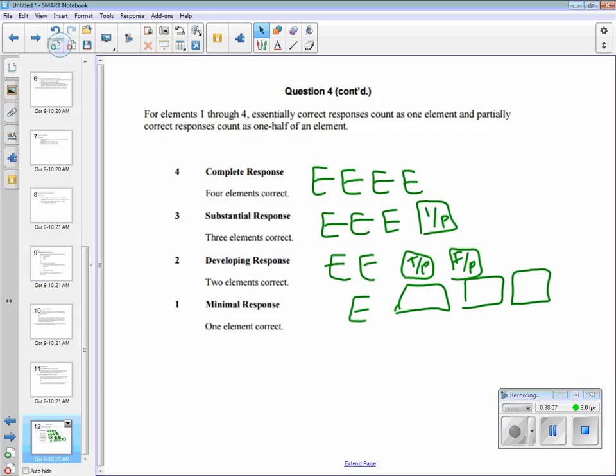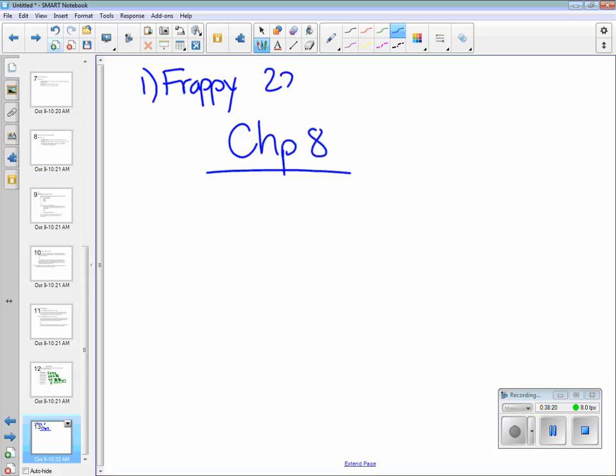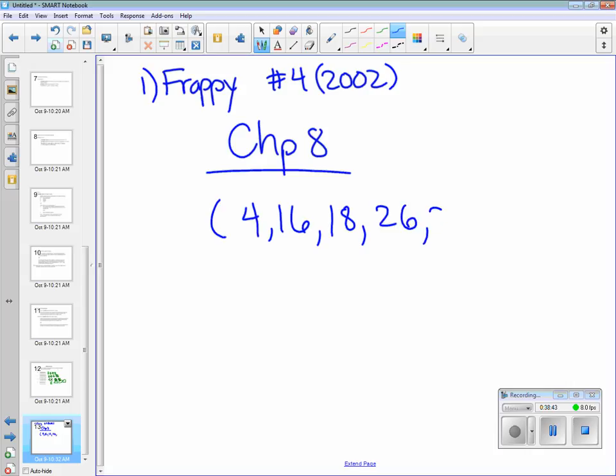Okay, good. Your homework is going to be in chapter 8. If you are absent, you also need to do the FRAPPY. I will put it online, which is this free response question from 2002, number 4. So you need to do that if you were absent. That is part of your homework. But in chapter 8, the homework that you have to do are the following problems, and it is due Wednesday, regardless of your PSAT status. So it's these problems. Okay?